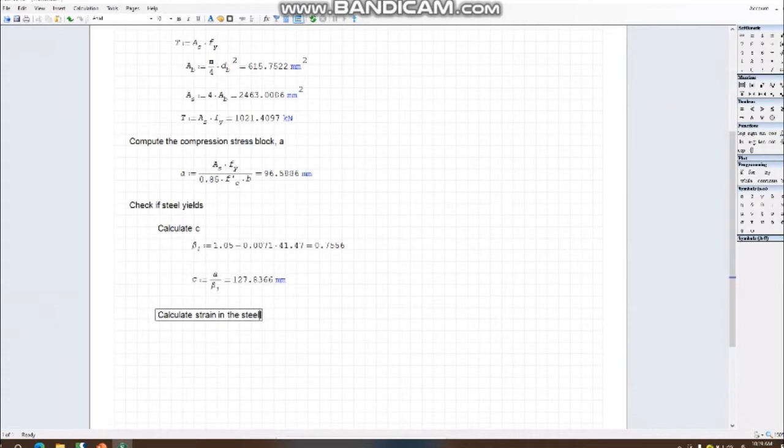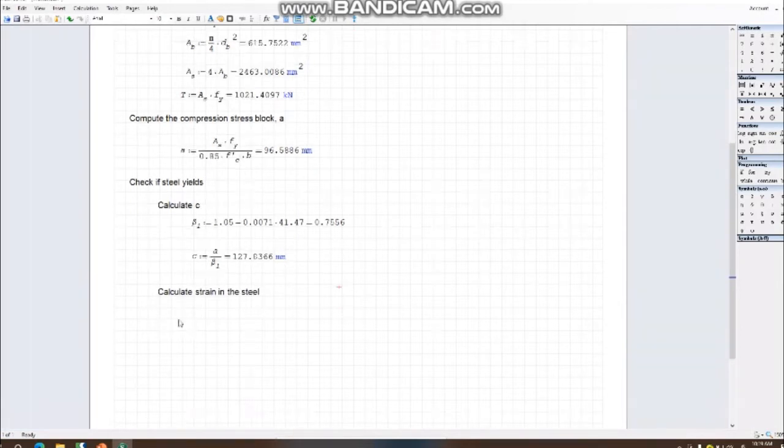So, procedure lang niya. As long as you follow the procedure, no problema. So, ang formula natin kanina, epsilon S is equivalent to 0.003 times, we have given B minus C, all over C. So, yan. Calculate that. So, 0.0073. This is greater than 0.005. Actually, this is a tension control already. But anyway, compute natin Fs.